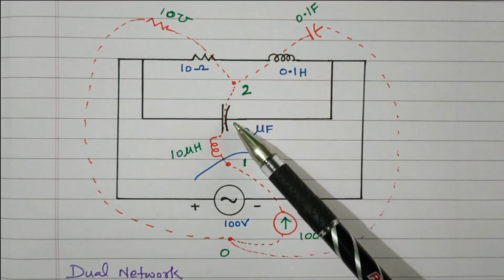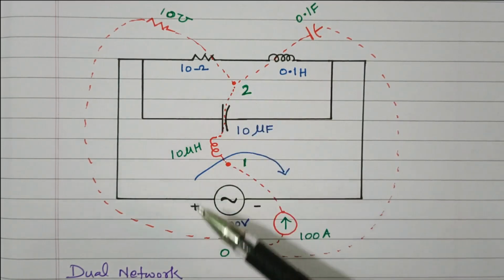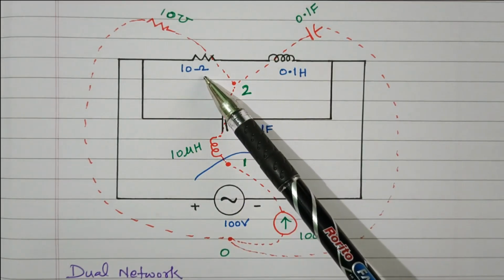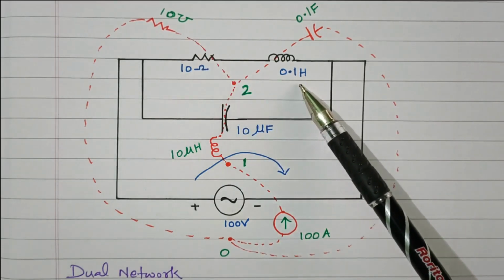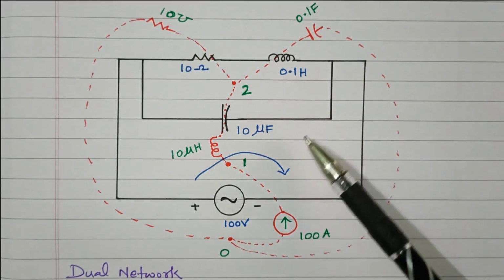So between 1 and 2, a capacitor is there, that will be converted into an inductor. Between 2 and 0, 2 elements are available. One is a resistor, 10 ohm, that will be converted into 10 mho conductance. The 0.1 Henry inductor is converted into a 0.1 farad capacitor.